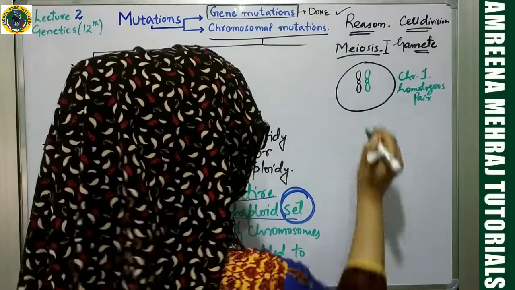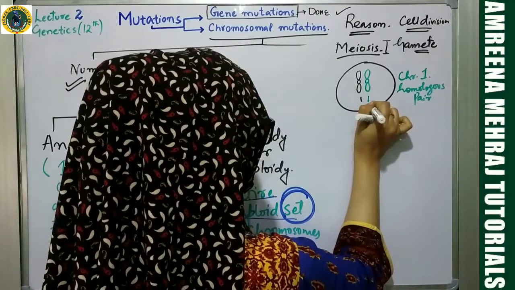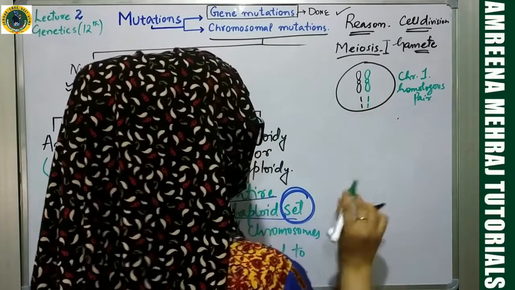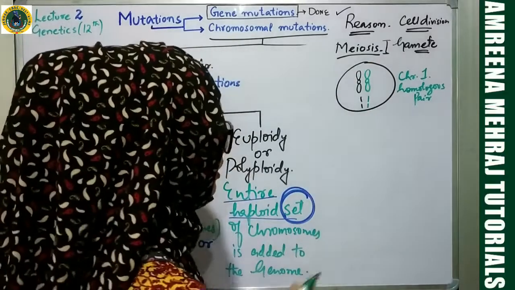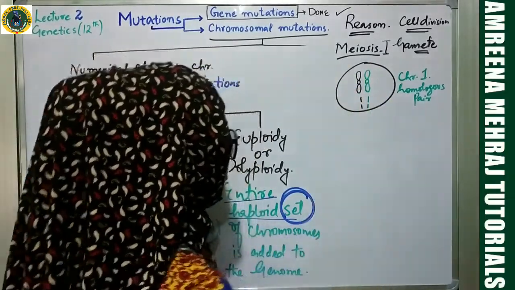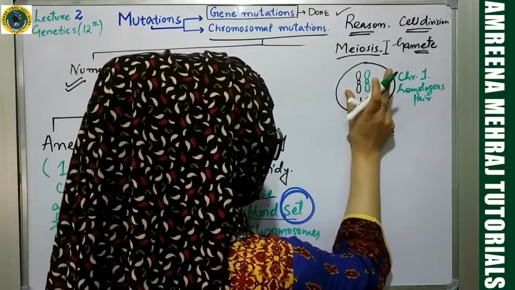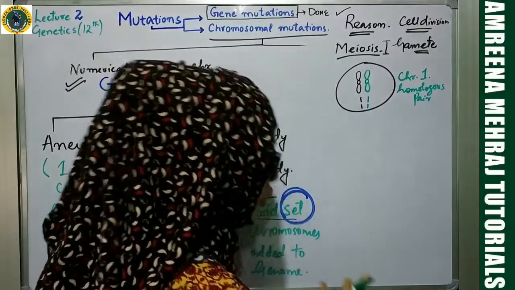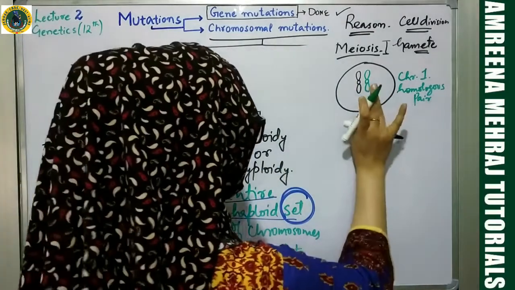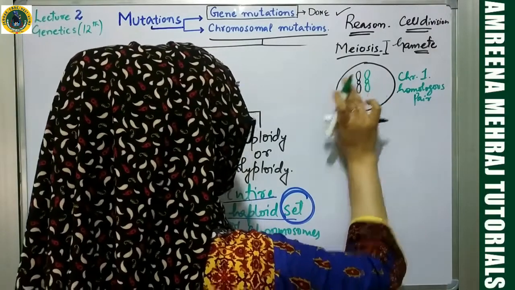I'm making it easy. How many pairs are right now on the board? Chromosome number 1 pair, chromosome number 2 pair, chromosome number 3 pair. Whatever I show happening to this is happening to all the homologous pairs. So I'll remove these. Let us try and understand.